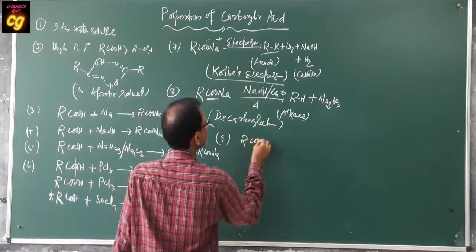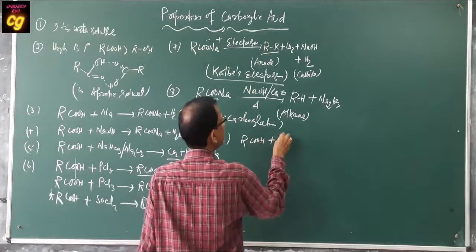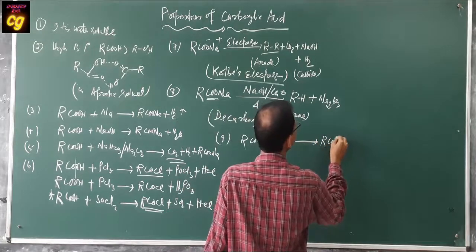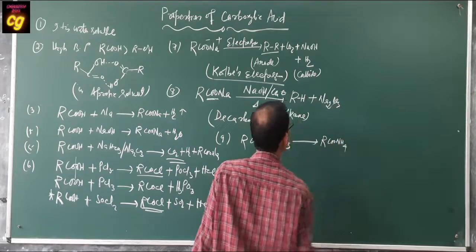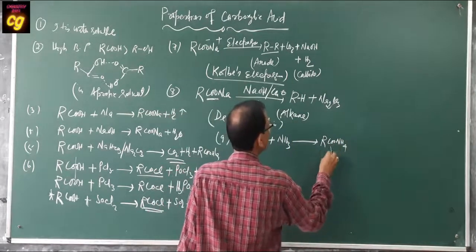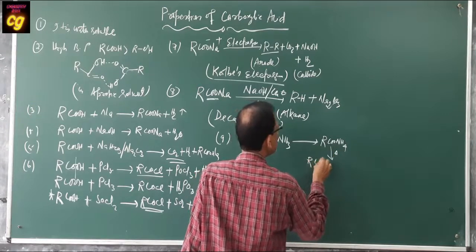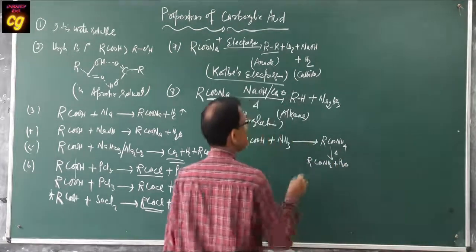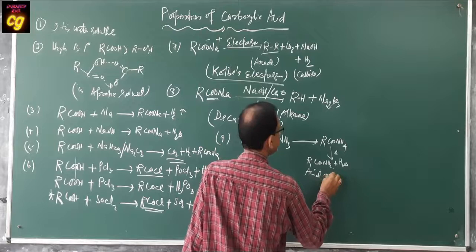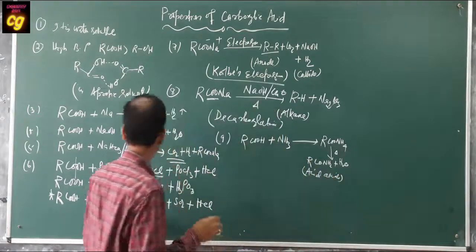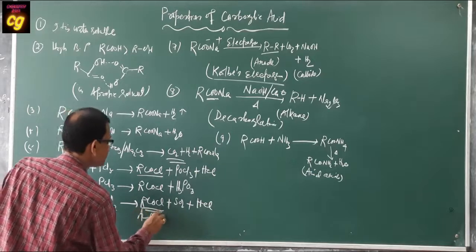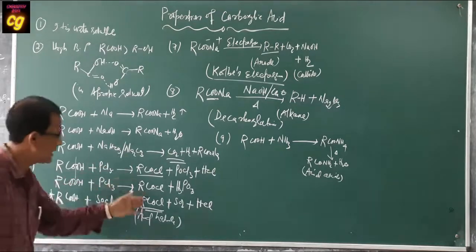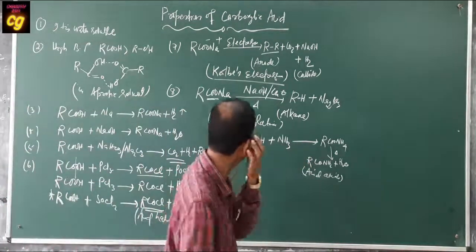Then acid, when it reacts with ammonia or ammonia derivative, first produces salt. When this salt undergoes heating, it produces acid amide and water. This is acid amide. This is acid halide. So these are acid halide and acid amide. These are the derivatives of acids.